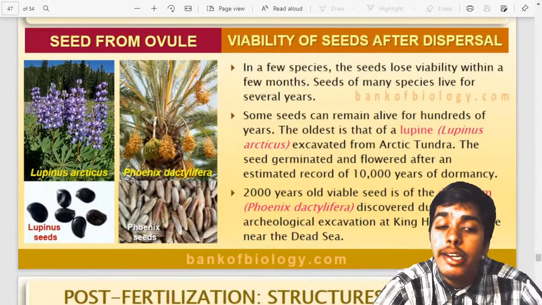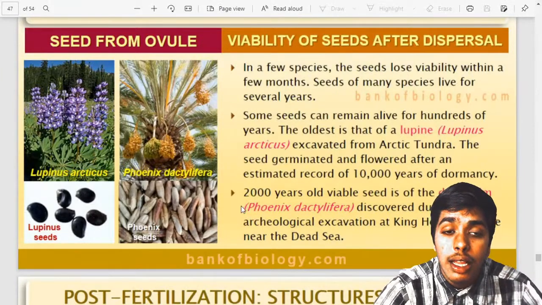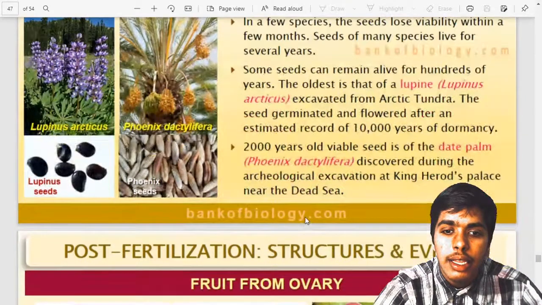And it's a date palm. It has 2,000 years old viable seed. Okay, this is the one.